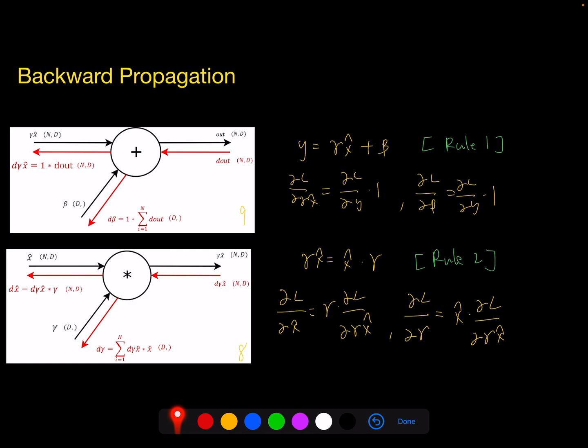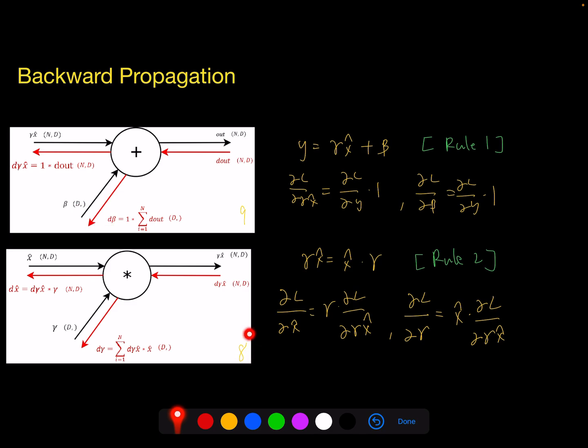Oh, I forgot to mention one thing. For the gradient of output here, which has dimension N by D, going back to gamma x hat is no problem because their dimensions are the same. But our beta here has dimension D, right? So what can we do to reduce from ND to D? Of course, just sum them from 1 to N. Then eventually we will have the gradient of dimension D.